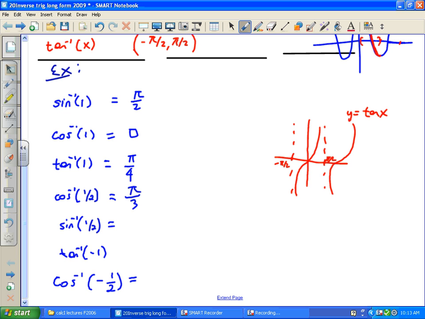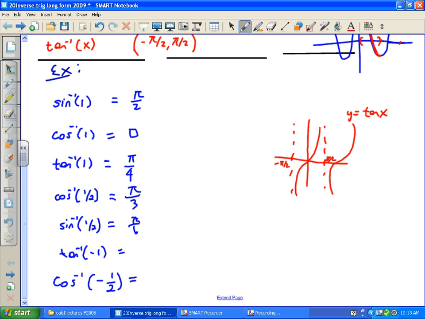What about sine inverse of 1/2? When is the sine function equal to 1/2? Sine of 30 degrees, in other words, pi over 6, right? Pi over 6. Okay, just a couple more practice, and then we go to something else. Tangent inverse of -1.